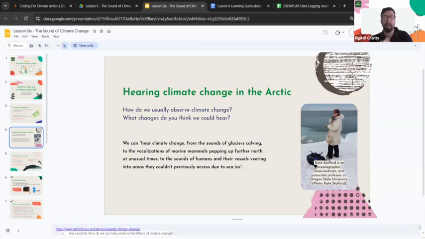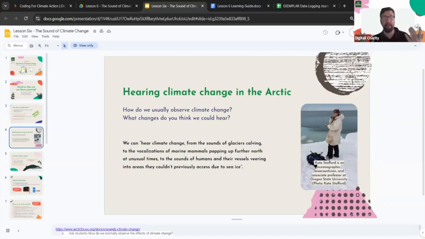And this is really cool, I think, because often it's really natural to think of sensing the world around us, especially climate change, in terms of what we can feel, or what we see or experience, but kind of excluding what we hear from that. And that's not the case.